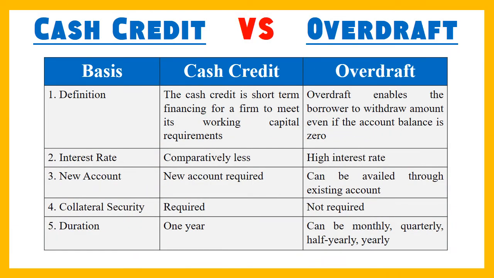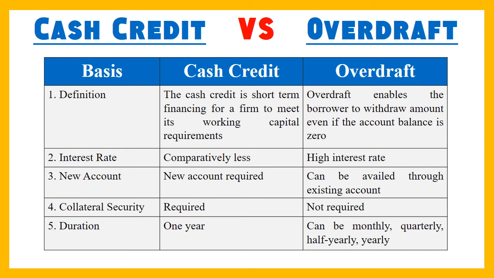In the end, let's also discuss how cash credit is different from overdraft. From the definition point of view, we have already discussed that cash credit is provided to meet the working capital requirements. Whereas in case of overdraft facility, the borrower can withdraw an amount greater than his available balance. The overdraft facility is provided on the basis of the borrower's relation with the bank. It assists in meeting the short-term obligations of the business. Then the interest rate is lower in case of cash credit as compared to the overdraft.